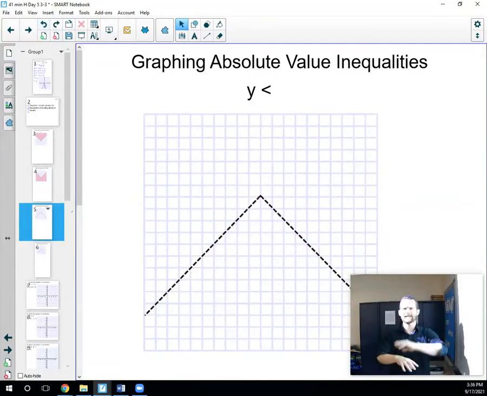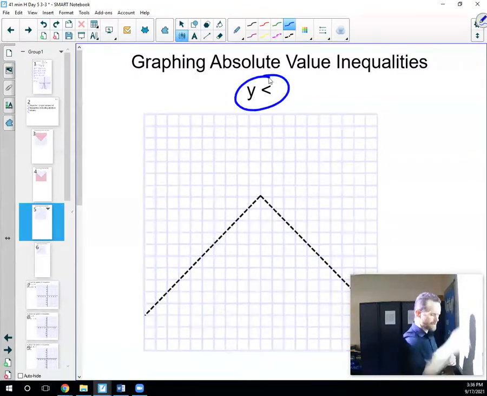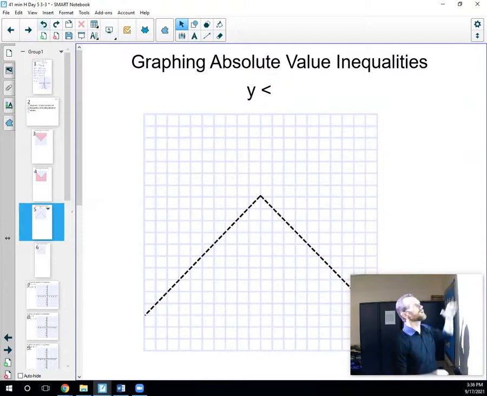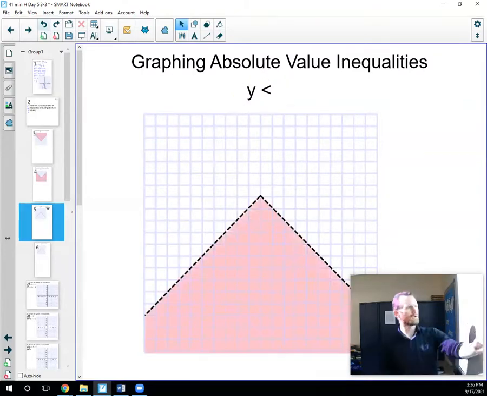So now we've got an upside down V. So we flip the V, but Y is still less than. Okay, so Y is less than. We think that means Y is smaller. If Y is smaller, we shade below, and that's exactly what we see here, shaded below the V.